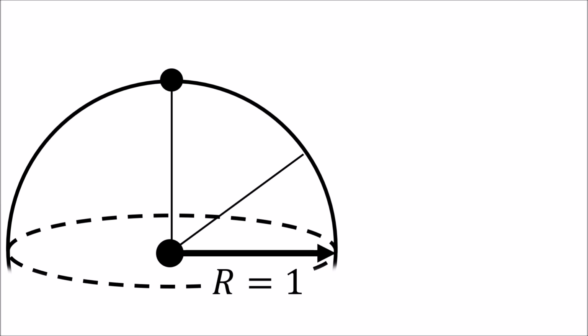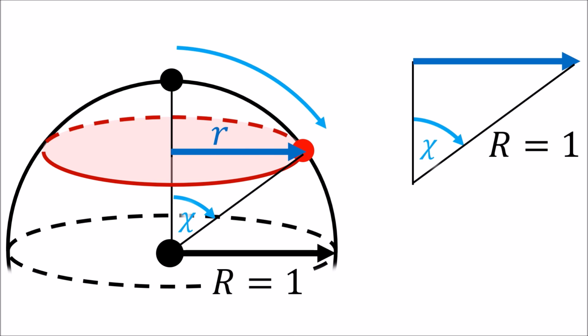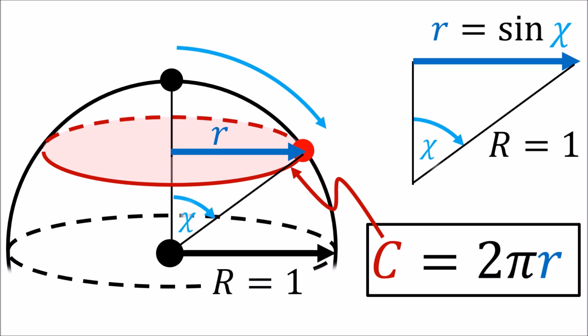On the 3-sphere, the chi coordinate is the angle from the North Pole to a specific point. We can think of this point as lying on the edge of a disk with a radius small r. Looking at this triangle, we can see that r equals the sine of chi, which is the definition we made earlier. And this red disk containing the point has a circumference of 2 pi r.